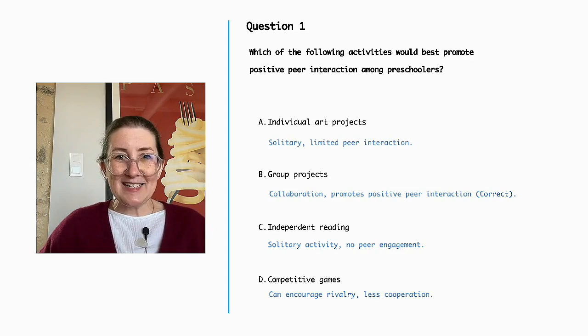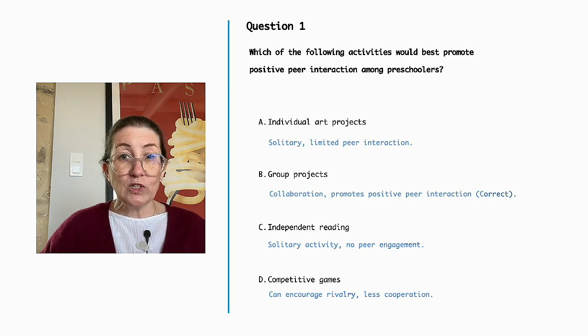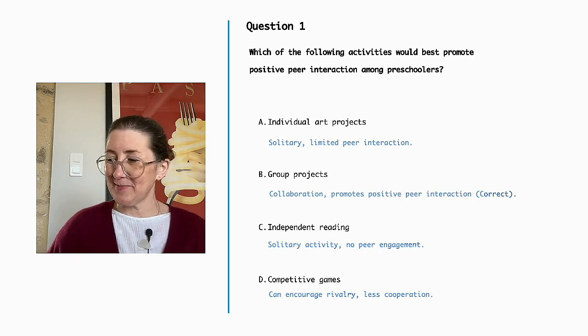The best activity for promoting positive peer interaction among preschoolers is group projects. Group projects require children to work together, share ideas, and collaborate toward a common goal, which helps them develop social skills, learn cooperation, and build positive relationships with their peers.